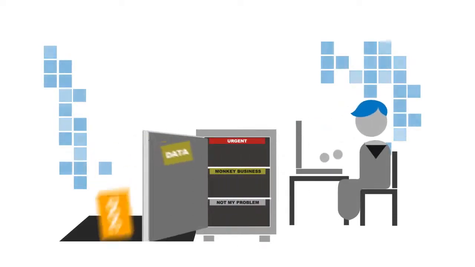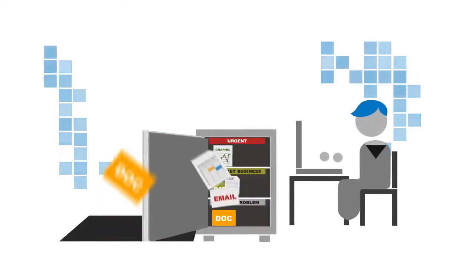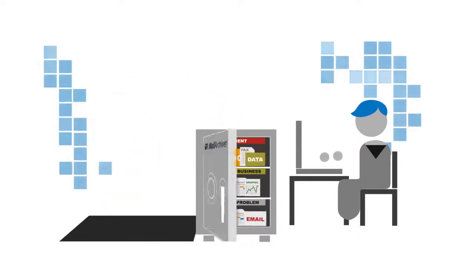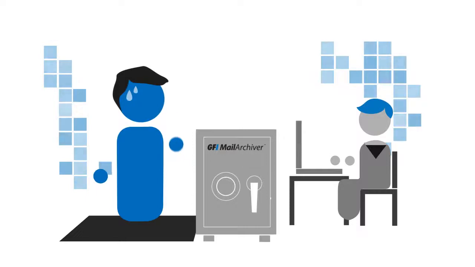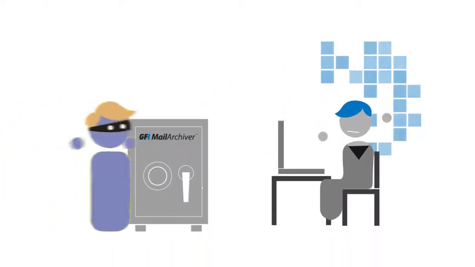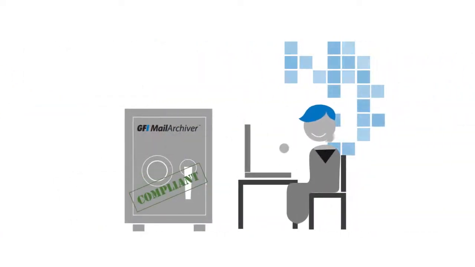GFI Mail Archiver saves and organizes copies of all your emails and files in a secure, central place at your location, so they don't get misplaced. You can find and share things without relying on people you don't know. And it will help you to meet today's strict data retention rules.